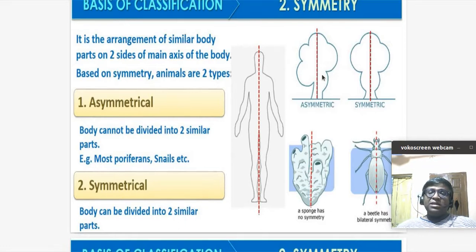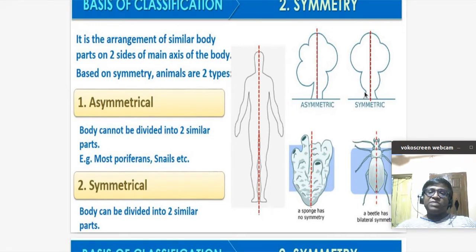Phylum Porifera exhibits asymmetrical organisms. Snails also exhibit asymmetrical organisms. In symmetrical organisms, you can divide them into two equal halves. So in symmetrical animals, the body can be divided into two equal halves, so that we call it as symmetrical animals. And symmetrical animals are of two types: radial symmetry and bilateral symmetry.